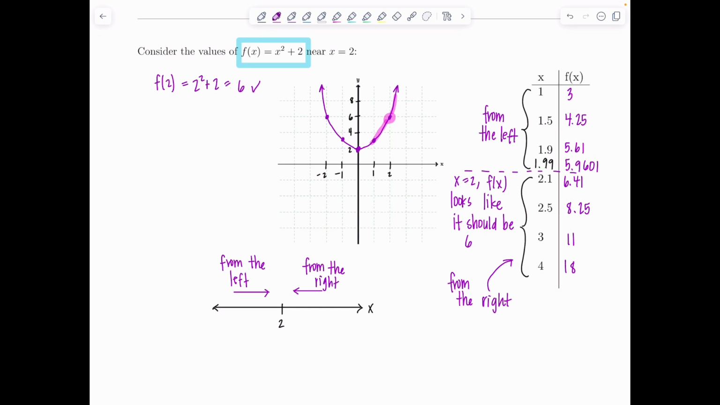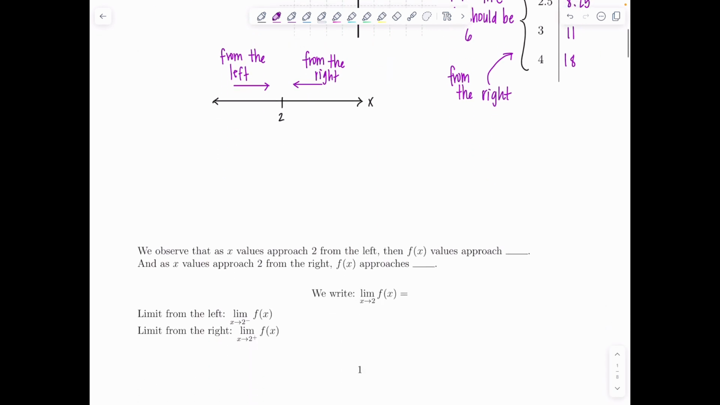And this will come into play later on, okay? You'll have to pay attention to which side you're approaching from. So let's summarize our findings, and then we're going to learn some function notation. Here we can state the following.